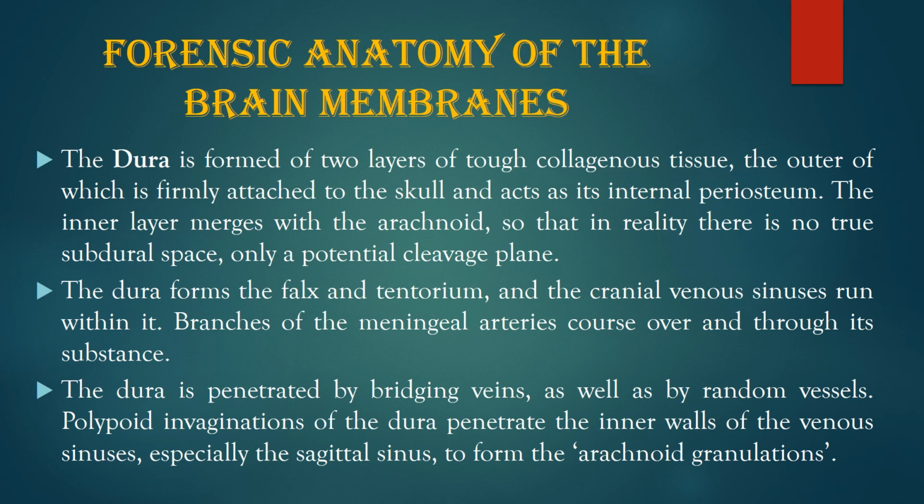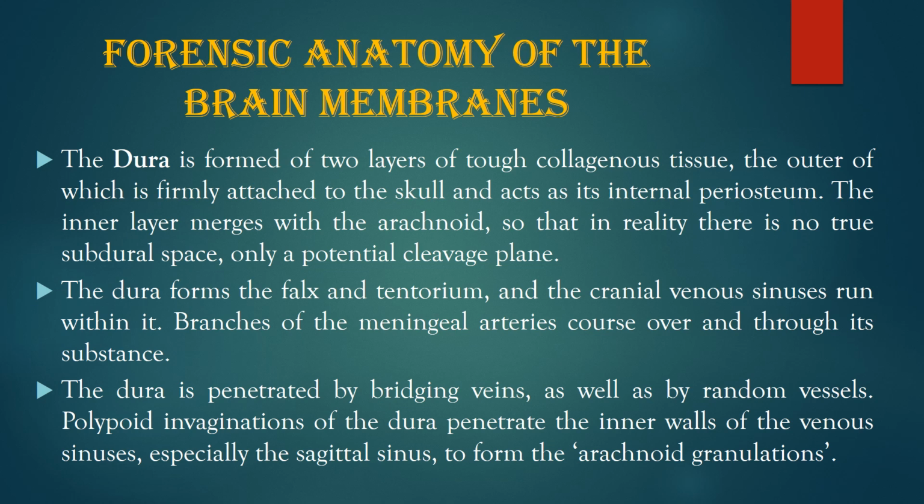Now dura mater forms a fold which is called falx. This falx is attached with the periosteum and tentorium beneath. And the cranial venous sinuses, different venous sinuses, run within these folds of falx and tentorium cerebelli. And different branches of meninges also course over and through these folds.